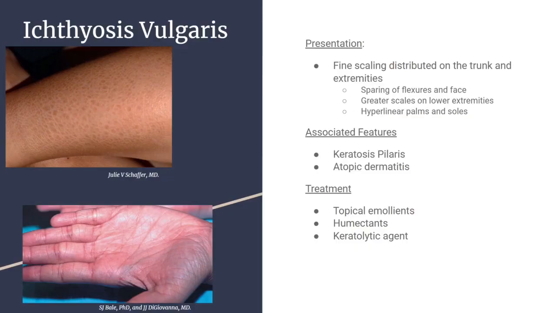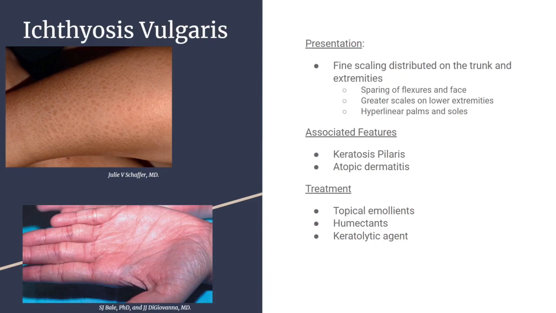Start out here with Ichthyosis vulgaris. So we have fine scaling distributed on the trunk and extremities. It spares mostly flexures and the face. You'll see this often on the legs. It's associated with KP. It's associated with atopic dermatitis. So you're going to see some findings that are suggestive of that, one of those being hyperlinear palms.